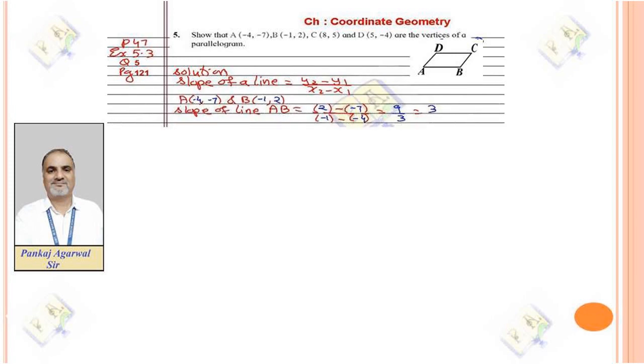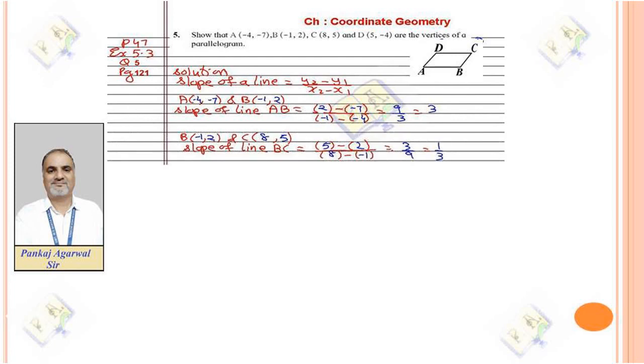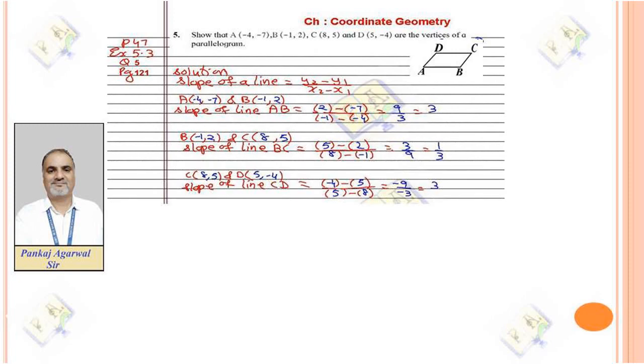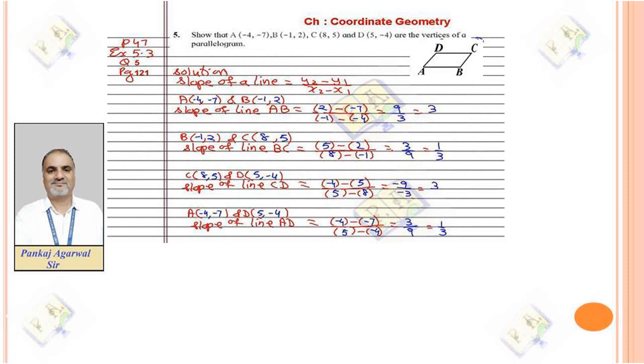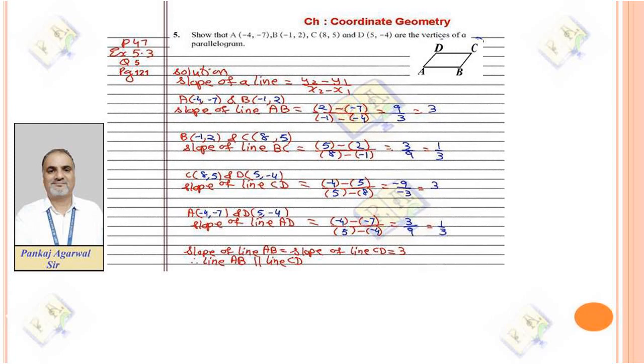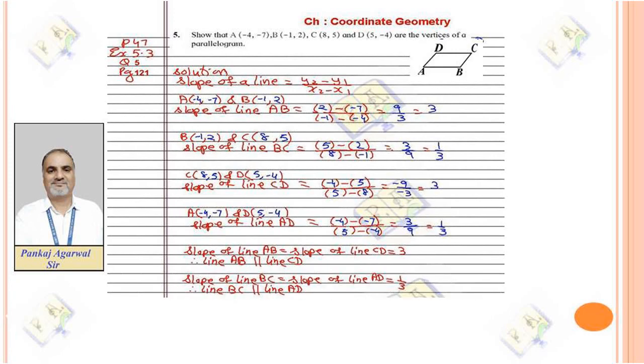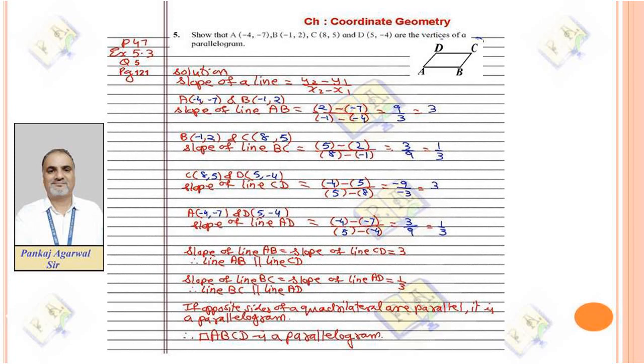Therefore, slope of line AB after calculation will be 3. Slope of line BC after calculation will be 1 upon 3. Slope of line CD after calculation will be 3. Slope of line AD after calculation is 1 upon 3. Since slope of line AB is equal to slope of line CD is equal to 3, line AB is parallel to line CD. Also, slope of line BC is equal to slope of line AD is equal to 1 upon 3. Therefore, line BC is parallel to line AD. If the opposite sides of a quadrilateral are parallel, it is a parallelogram. Therefore, quadrilateral ABCD is a parallelogram.